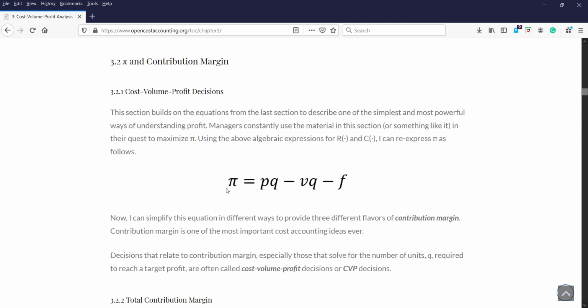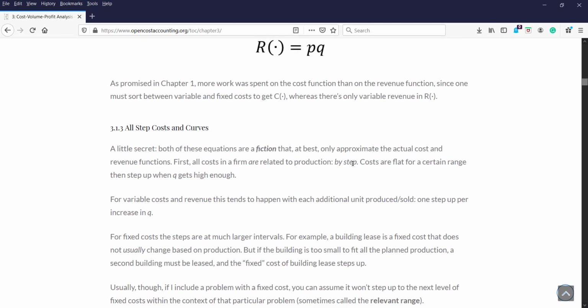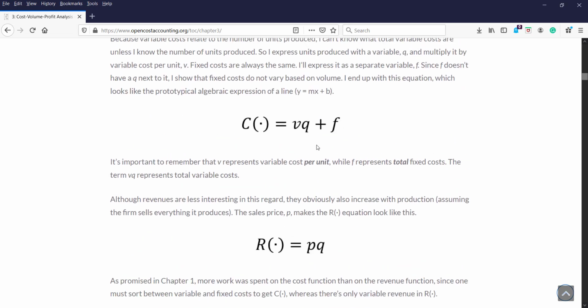So here I have the function that we had from chapter 1. Profit equals revenue minus costs. Just plugging in our new equations for revenue and costs. Revenue, cost.